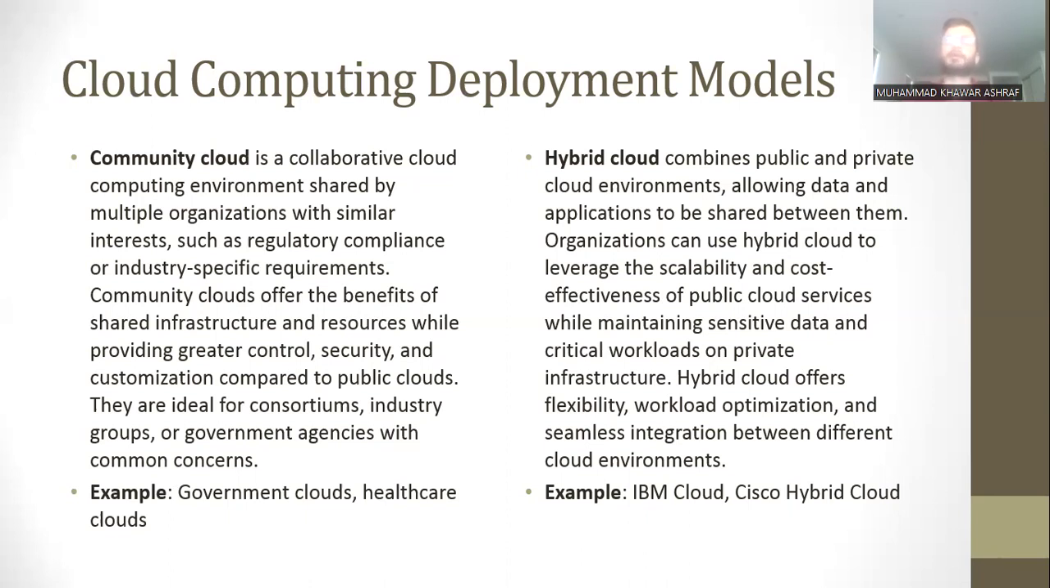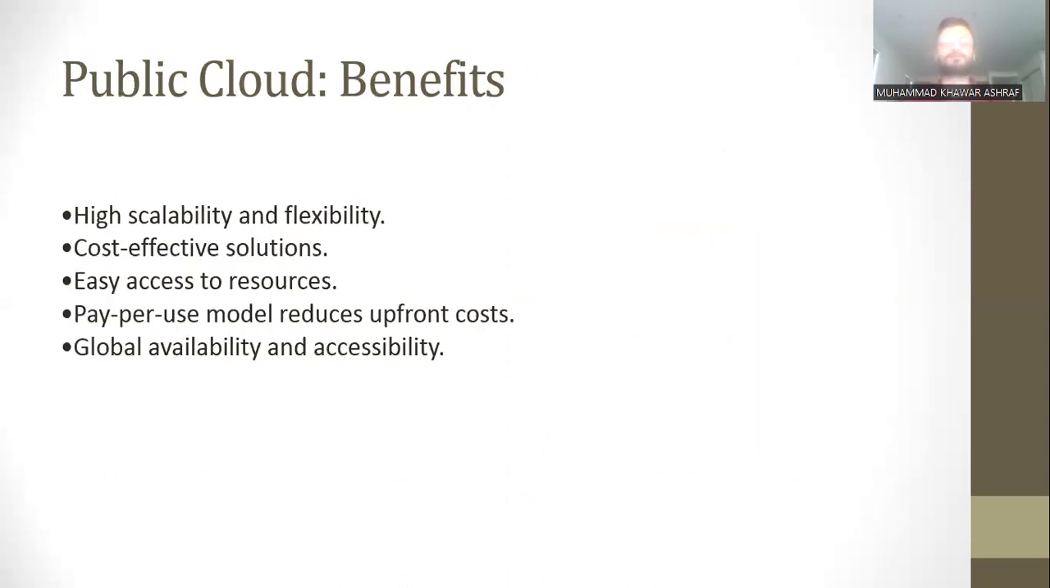The fourth one is hybrid cloud, which combines public and private environments, allowing data and applications to be shared between them. Organizations can use hybrid cloud to leverage the scalability and cost effectiveness of public cloud services while maintaining sensitive data and critical workloads on private infrastructure. Hybrid cloud offers flexibility, workload optimization, and seamless integration between different cloud environments. The examples are IBM Cloud and Cisco Hybrid Cloud.